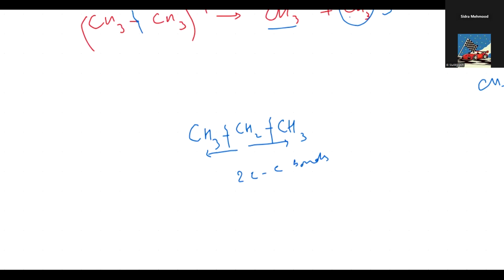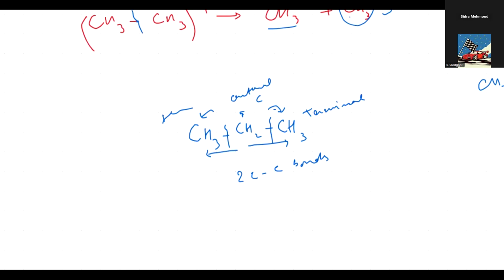We call these the terminal carbons, and this is the central carbon. The carbons present at the end of the chain are the terminal carbons, and the carbon present at the center we call the central carbon. So for the propane molecule, we have two carbon bonds, and they are equivalent. One is between the central carbon and a terminal carbon, and the other is between the central carbon and the other terminal carbon.